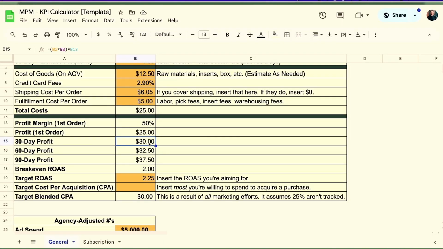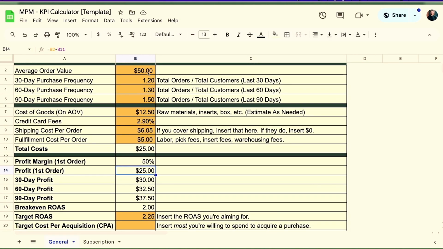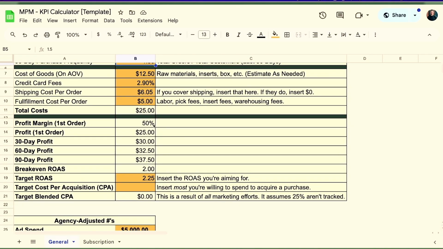And if you're using this calculator here, I'm just going to read these numbers off for anybody that's listening. If I use this math, if my 30-day purchase frequency was 1.2, 60-day was 1.3, and 90-day was 1.5, then it means on the first order, I would have $25 in profit. That's based on the 50% margin on the $50 average order value. By day 30, I have $30 in profit. By day 60, I have $32.50 in profit. By day 90, I have $37.50 in profit.